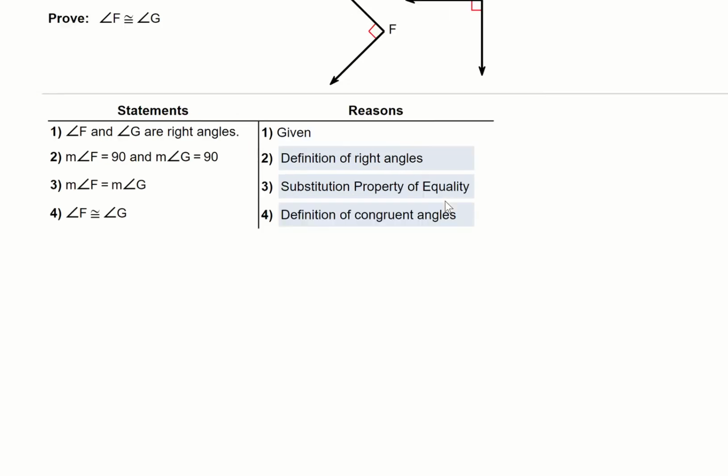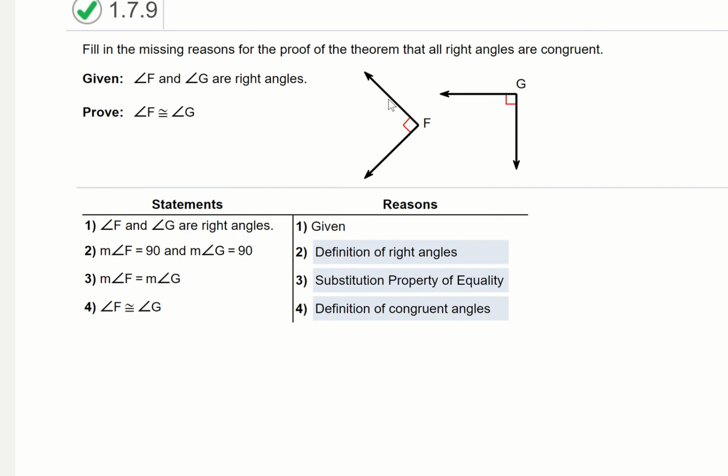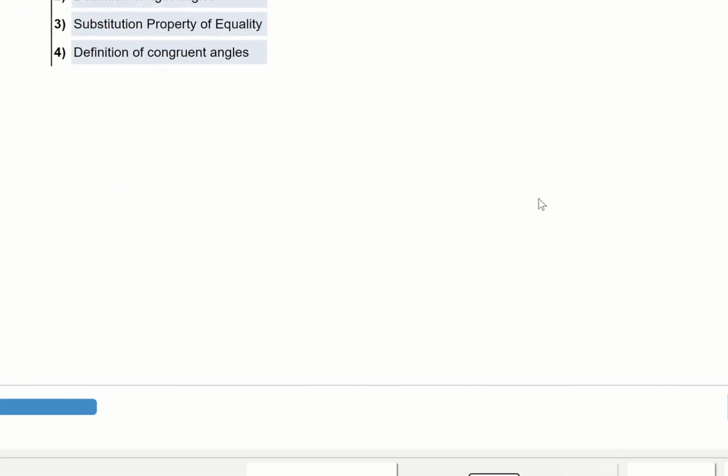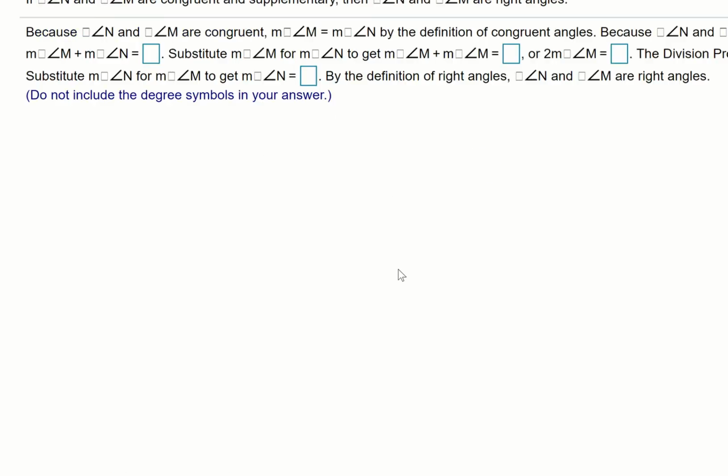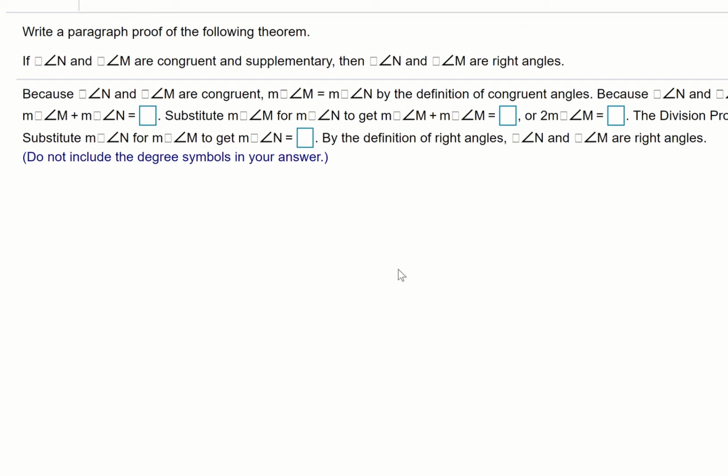Okay, and we have proved this. I believe this is known as the right angle congruence theorem or something like that, which basically states that all right angles are congruent. So we just proved a theorem there. So let's look at the next example, a paragraph proof.